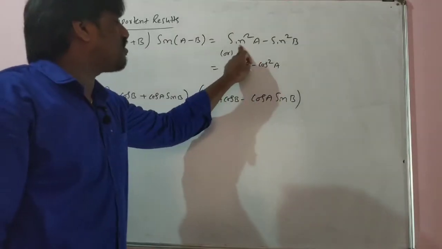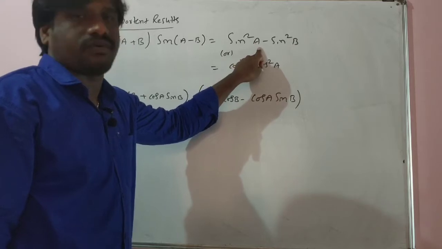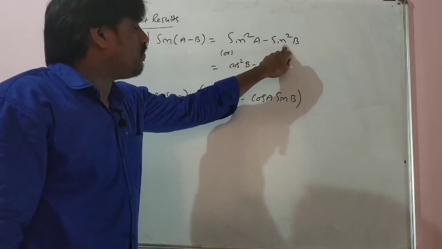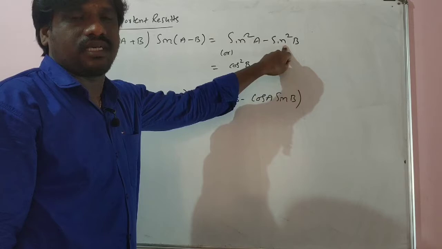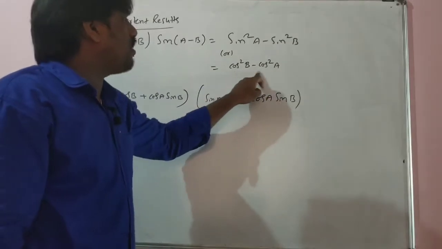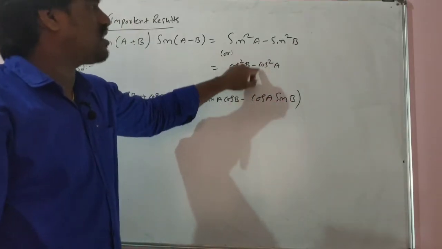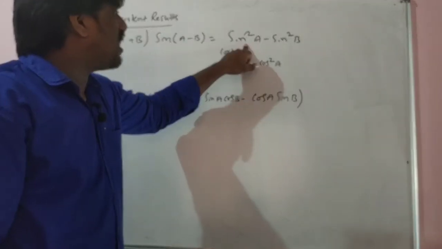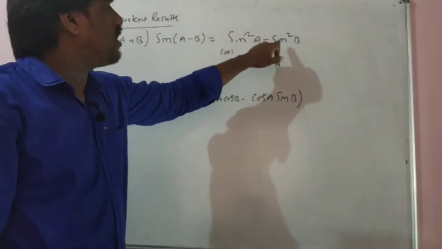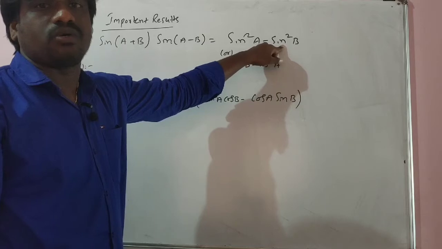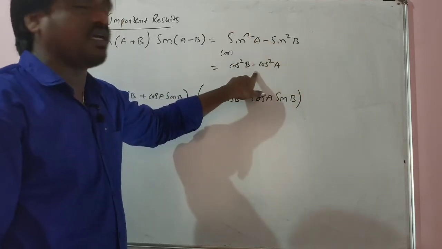If you take this sin square a and convert it into 1 minus cos square a, and take sin square b as 1 minus cos square b, then again you will get this one. So these two are the same, just sin square a changing into 1 minus cos square a, and sin square b changing into 1 minus cos square b. Then after solving, you get this.